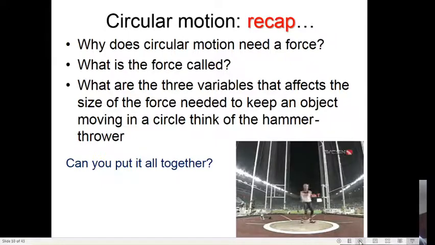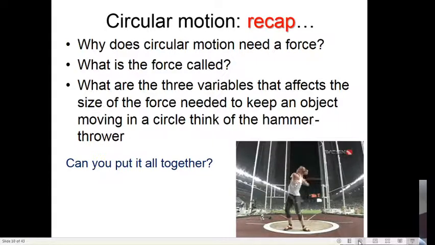Why does circular motion need a force? What's that force called? And there are three variables that affect the size of the force needed to keep an object moving in a circle. Think of the hammer thrower that we used in the lesson, and there's a graphic of her doing her stuff with a hammer in an athletic competition. So can we put all those three bullet points together, explain why those things work, and therefore bring circular motion to explain gravity?